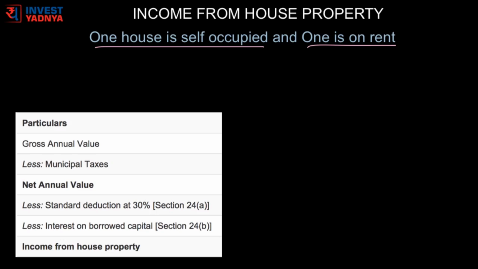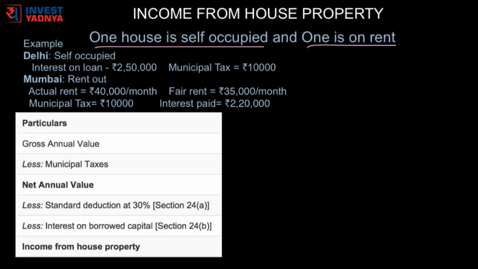Let's understand this with an example. Suppose you own two houses, one in Delhi and one in Mumbai. You have taken a loan on the house in Delhi of rupees 40 lakhs and interest on the loan is rupees 2,50,000 per year. For the house in Mumbai too, you have taken a loan of rupees 35 lakhs. Interest on the loan is rupees 2,20,000 per year. Delhi house is self-occupied and Mumbai one is rented out and fetches a rent of rupees 40,000 per month. And fair rent of the house is rupees 35,000 per month.